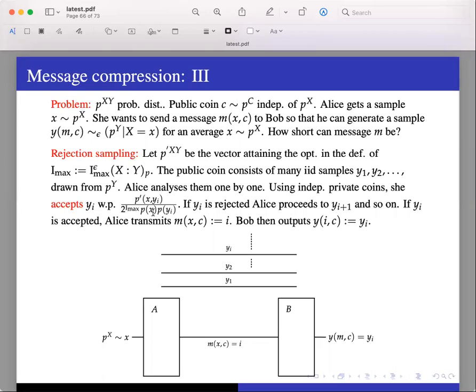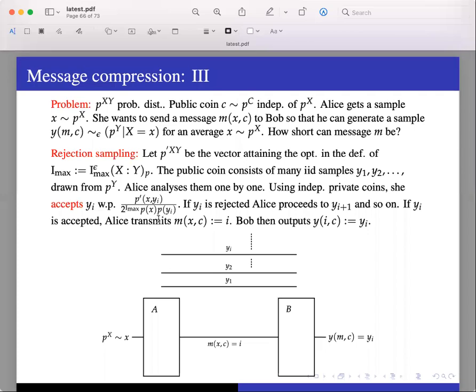So for every X comma Y, this ratio will be less than or equal to 2 to the Imax. I think you mean Imax epsilon because you're using P prime. I defined it as Imax. Yeah, I mean, it is Imax. Okay, epsilon. Yeah, so just for short, it is that Imax only. So for every X comma Y, this ratio is less than 2 to the Imax. So if you further divide by 2 to the Imax, this quantity is less than or equal to 1. So I can think of it as a probability.